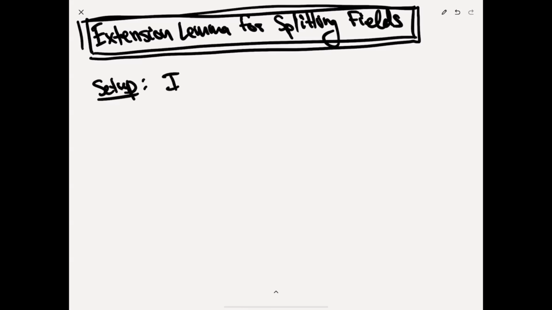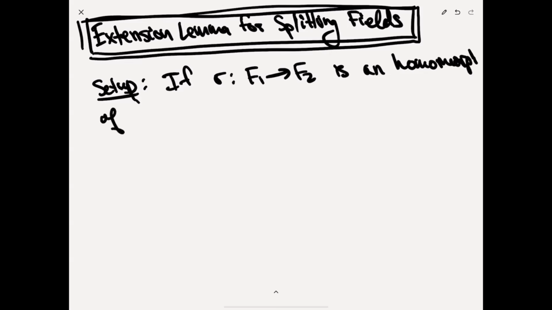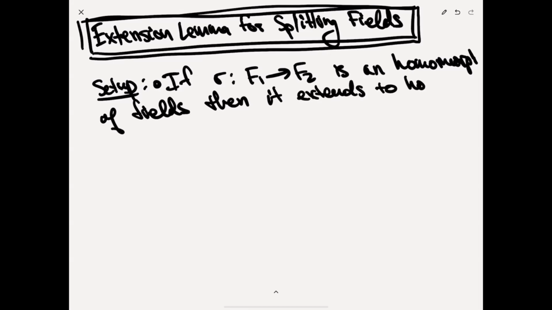Okay, so let's say sigma from F1 to F2 is an isomorphism, let's say a homomorphism of fields. Then this is my first thing. Then it extends to a homomorphism of polynomial rings. And I'm just going to denote it by the same name.